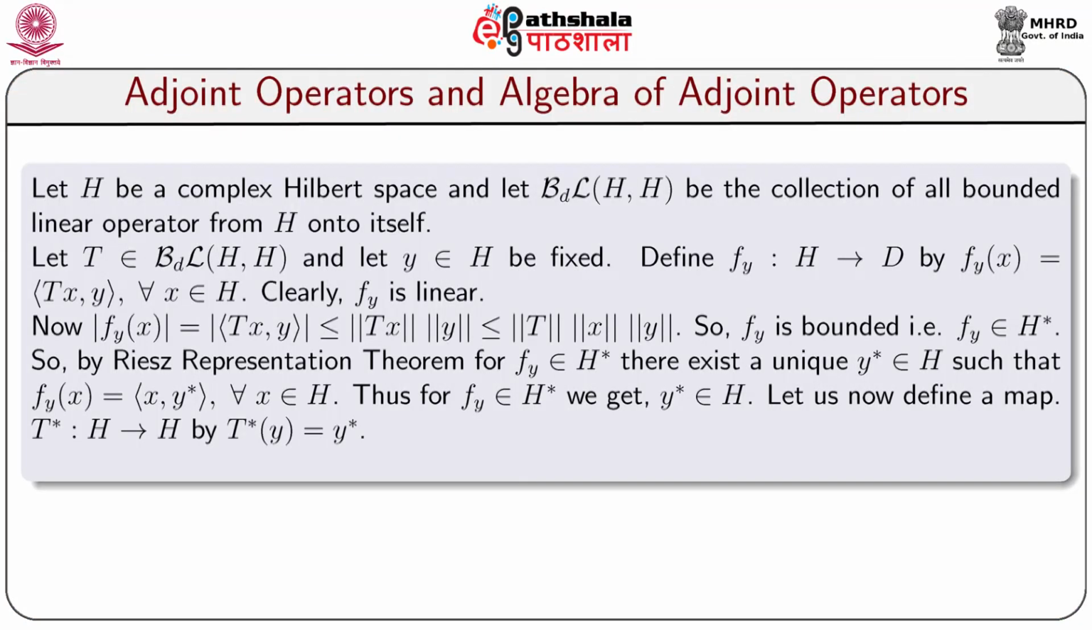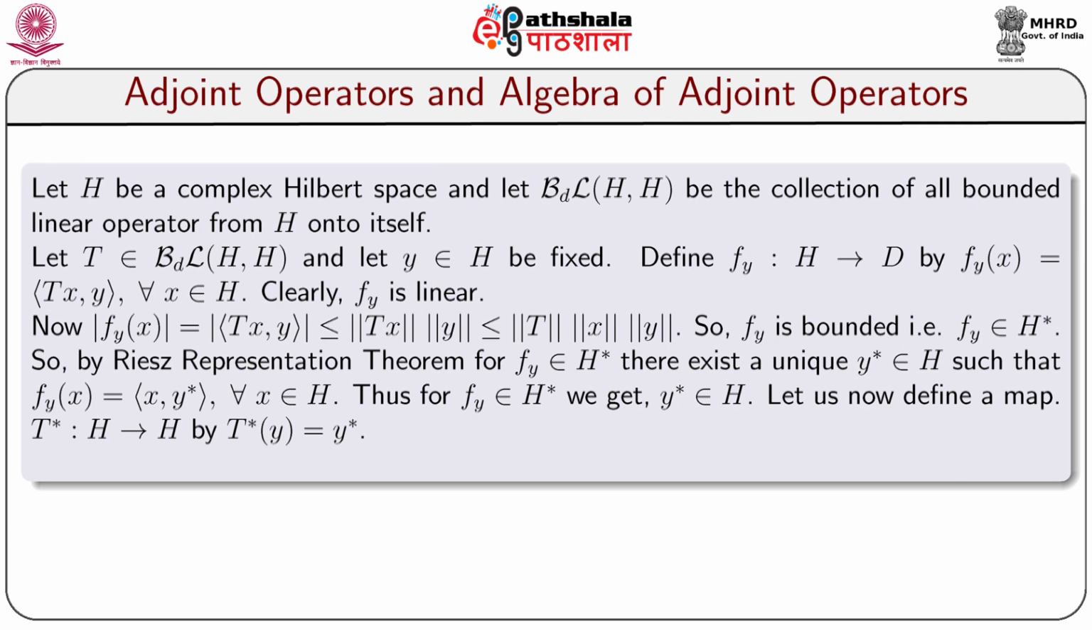With this we are now going to start on module 1. In module 1 we shall discuss some preliminaries of the Hilbert adjoint operator and some algebras of Hilbert adjoint operators. Let H be a complex Hilbert space and let B(H) be the collection of all bounded linear operators from H onto itself. Let T be a bounded linear operator from H onto H, that is T belongs to B(H), and let y belong to H be fixed.